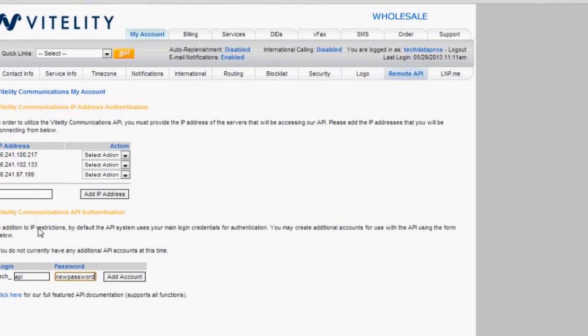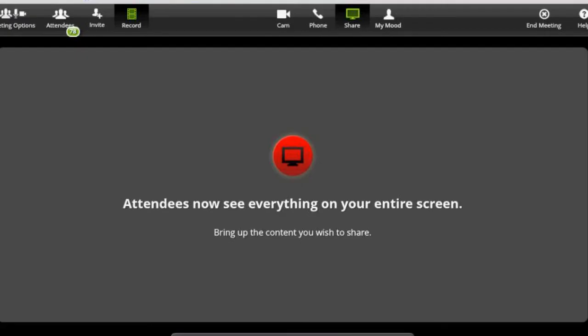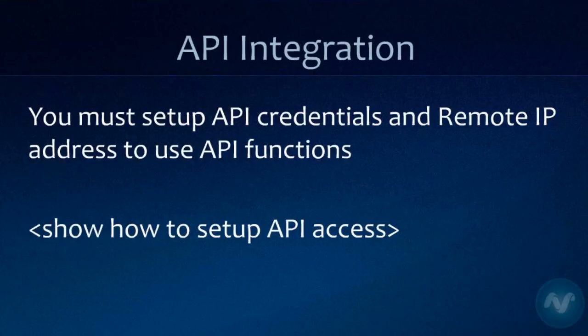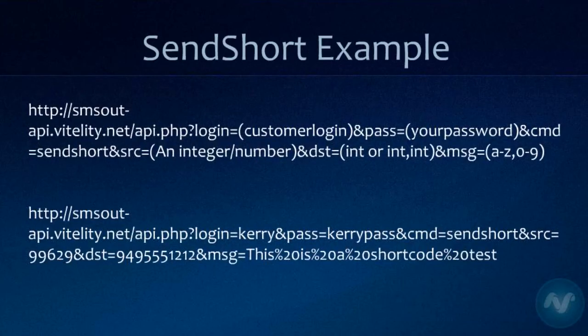Now, what does that look like when we're looking at the API? Let me get back over to that. Come on, PowerPoint, let's come back up. Here's an example of using the SendShort command. It's almost identical for the Send SMS command, just slightly different. You have the call, the login, the password, the command, the source number, the destination number, and the message. It looks a little confusing here, so I put in a real working example: my login, my password, the SendShort command, the short code, the destination I'm sending it to, and a URL encoded message for the text to go out.